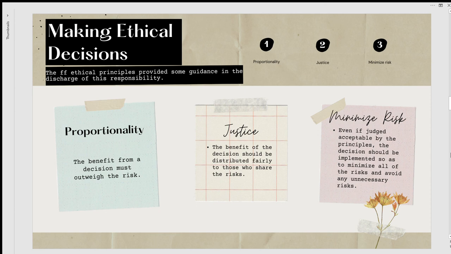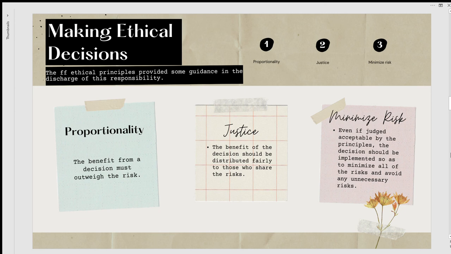Sa justice, the benefit of the decision should be distributed fairly to those who share the risk. Sa justice naman, yung benefits and burden ng decision na yon should be distributed fairly. Sa mga makaka-benefit, they should have their fair share of the risk, and those naman na walang benefit na matatanggap, they shouldn't suffer a significant increase in risk. Lastly is minimize risk. Even if judged acceptable by the principals, the decision should be implemented so as to minimize all of the risk and avoid any unnecessary risk.